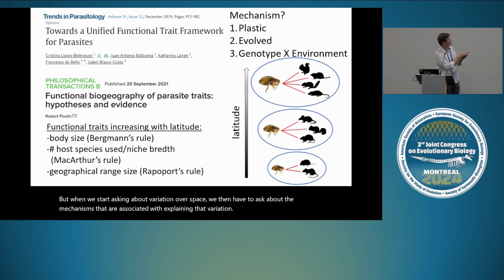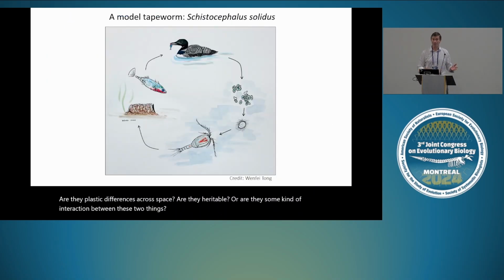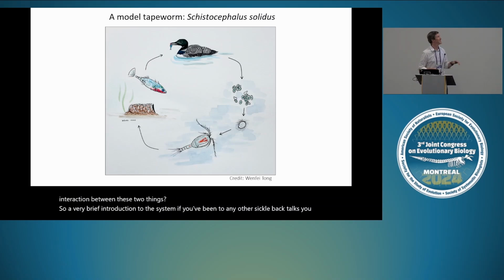Are they plastic differences across space? Are they heritable? Or are they some kind of interaction between these two things? So, a very brief introduction to the system. If you've been to any other stickleback talks, you might have heard about some of this stuff before.